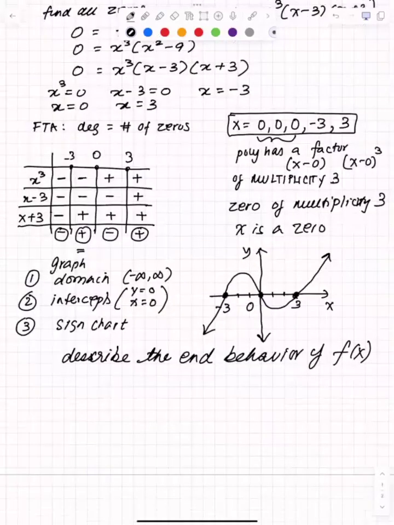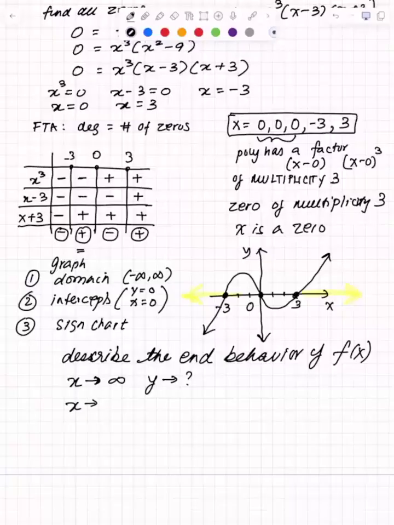End behavior: because the domain is all real numbers, we are asking what happens when x is getting bigger and bigger in the positive direction and bigger and bigger in the negative direction. What is happening to the y values? So we'll write it this way. As x is going, put an arrow, that means going towards positive infinity, what is y going towards? And as x is going towards negative infinity, what is y going towards?